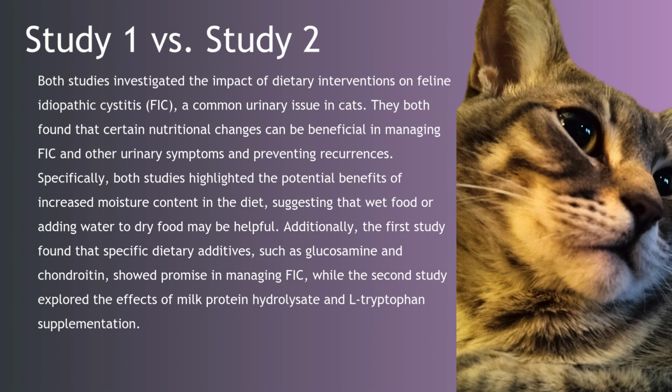Both studies investigated the impact of dietary intervention on feline idiopathic cystitis, a common urinary issue in cats. They both found that certain nutritional changes can be beneficial in managing FIC and other urinary symptoms and preventing reoccurrences. Specifically, both studies highlighted the potential benefits of increased moisture content in the diet, suggesting that wet food or adding water to dry food may be helpful. Additionally, the first study found that specific dietary additives such as glucosamine and chondroitin showed promise in managing FIC, while the second study explored the effects of milk protein and LT supplementation.